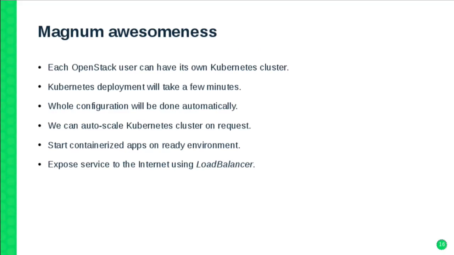For example, we can make a request on demand that we would like to have not 5 workers, but we need to scale up our environment and start something like 5 or 10 nodes more. Each of them will be automatically configured and joined to the already existing Kubernetes cluster. And at the end, we will be able to start our containerized application on it. And as I said, we can still expose this service to the internet using Neutron.